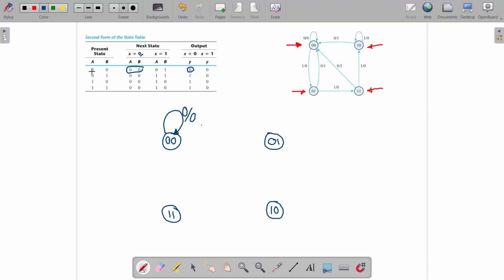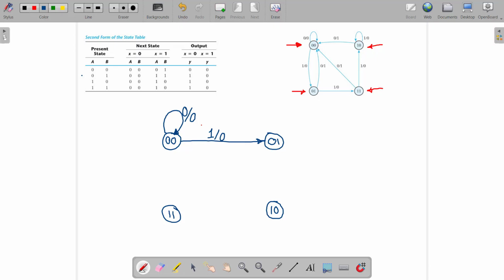Again, when I am in 0 0 and the input is 1, what is the next state? 0 1. Now, where is 0 1? 0 1 is here. So I draw one arrow. When I am in the state 0 0 and the input is 1, the next state is 0 1. And what is the output? The output is 0, so 1 slash 0. All of the other possible combinations have to be drawn in this form.